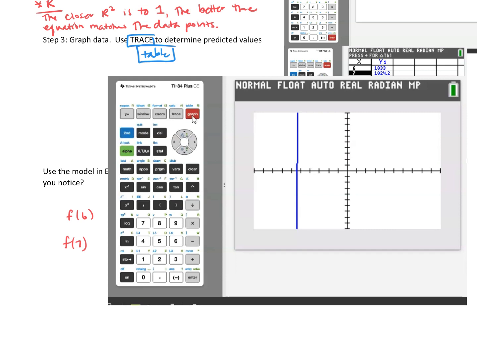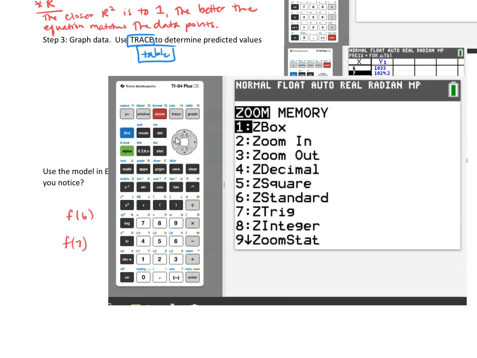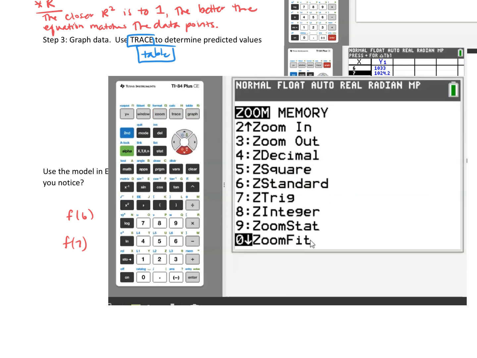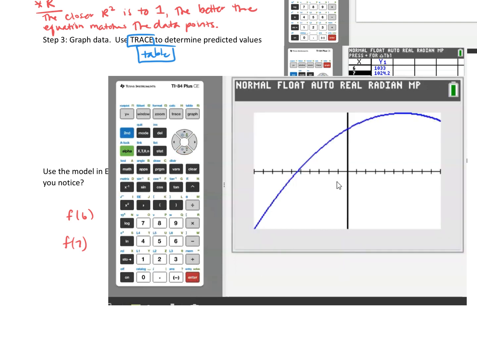So remember, sometimes our window is not fit to what our function actually is. So if we come over here to zoom, first thing I would try is zoom, and if we scroll down, we have this zoom fit option. So oftentimes that's a good option. It should fit your window to what it thinks you want to see from your function. So we're going to hit enter and it will graph. That looks a little bit better.